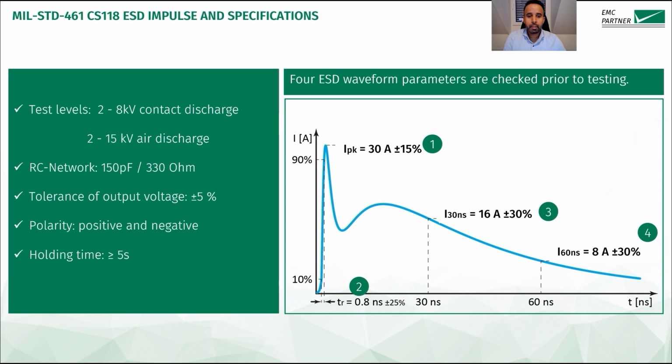So now let's have a look at the ESD impulse on the right side. As I said before, the calibration is done at 8 kV. The rise time is defined as the time from 10% to 90% of the peak value, and must be between 600 picoseconds and 1 nanosecond. The first current peak must be at 30 amps with tolerances of 15%. The second peak is measured at 30 nanoseconds and must be 16 amps. And then the third peak is measured at 60 nanoseconds and the value is 8 amps.